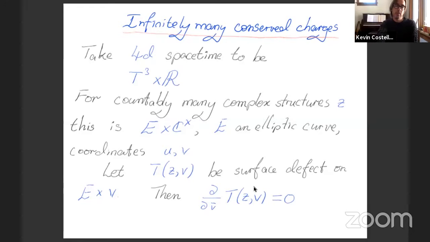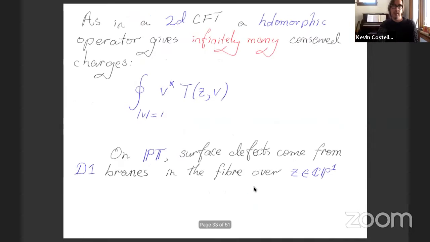So we all know how in a 2D theory, if we have a holomorphic operator, we get an infinite number of conserved charges. We just form its contour integral. Similarly, here, I take the contour integral over the unit circle in the V plane, and this is a conserved charge, and I have an infinite number of them. In fact, infinite in 2 ways. For each z, I have this integer k. Further, z can take on countably many values.